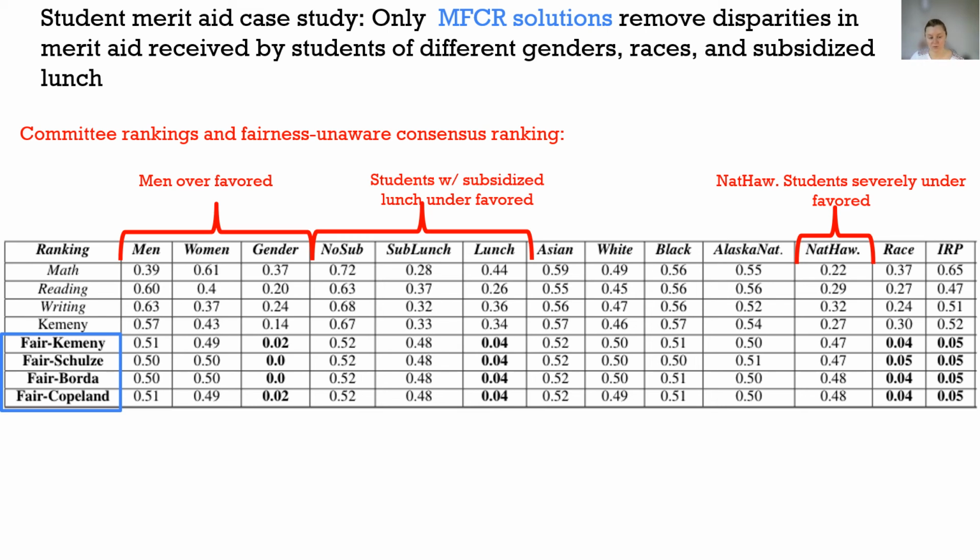So we find that when taking a consensus ranking that does not consider fairness, men are significantly overfavored in receiving merit aid, and students that receive subsidized lunch and Native Hawaiian students receive significantly less aid compared to the other groups, compared to when we utilize the MFCR methods that are able to remove these disparities and mitigate this bias.